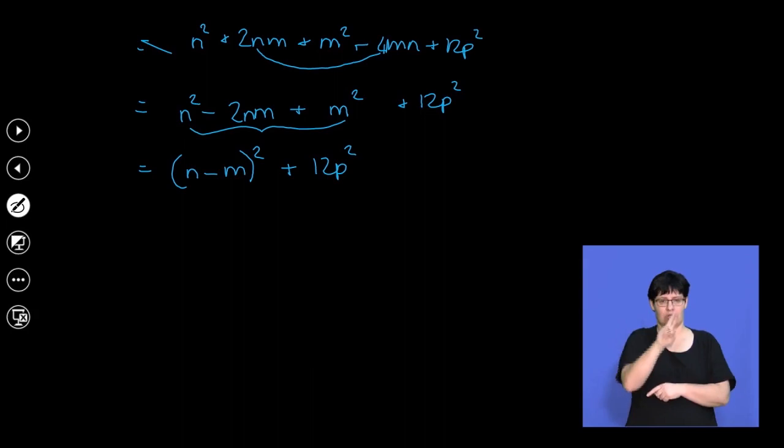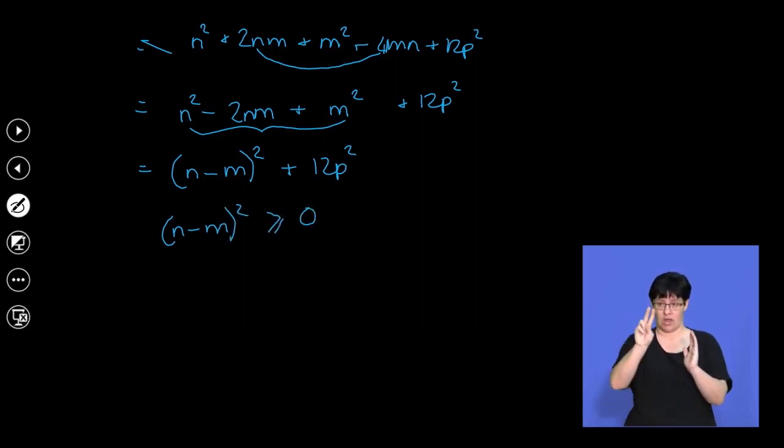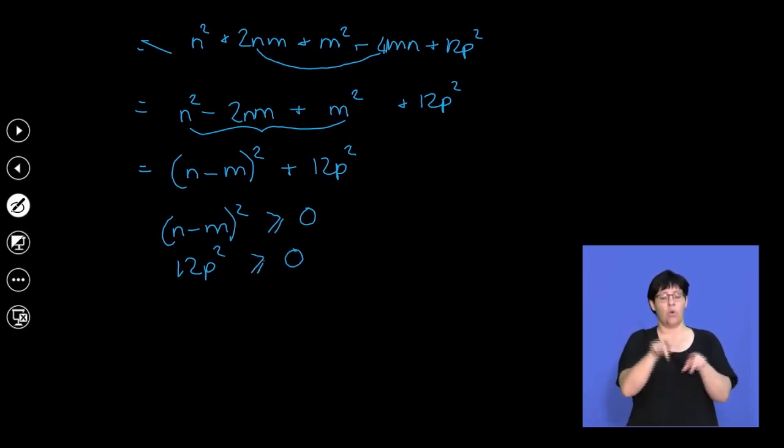So we can see that this final expression is made up of two perfect squares, and both of those perfect squares are always, by definition, greater than or equal to 0. So n minus m squared is greater than or equal to 0, and 12p squared is also greater than or equal to 0. So therefore, the sum of those two is also greater than or equal to 0. So we can say, therefore, the roots are real because the discriminant is greater than or equal to 0.